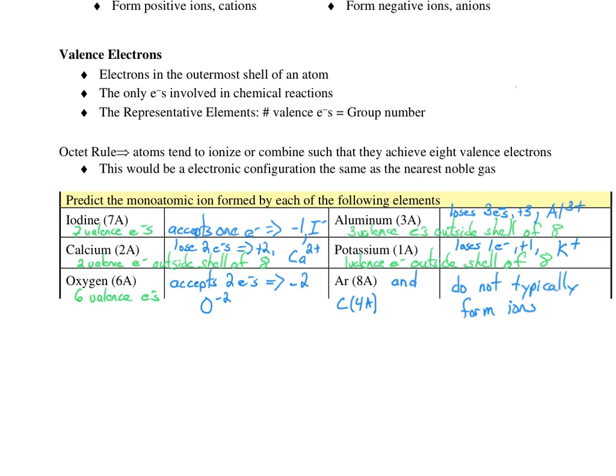2 remaining columns of the representative elements, 8A and 4A. 8A elements already have 8 valence electrons. They have a complete octet. They're happy. They typically don't form ions. Carbon can and does either lose 4 or gain 4, but that's very unusual. So in this course, we don't typically deal with ions of carbon.